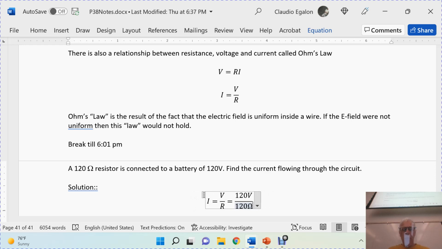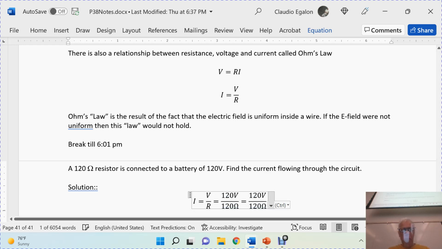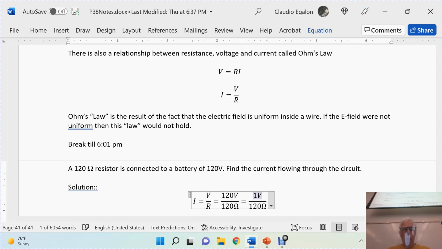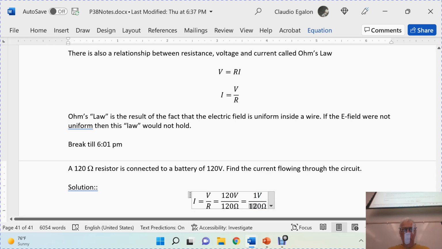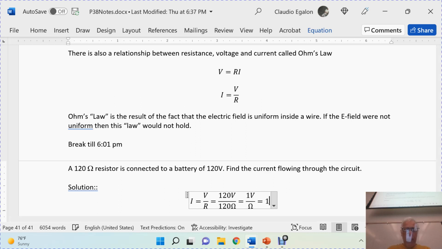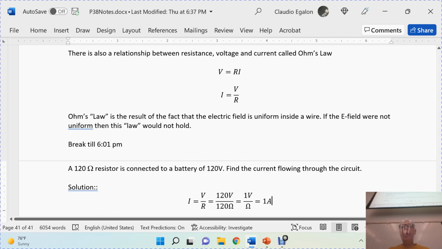Okay. What we end up having here is a very high current. 1 volt per ohm is the unit of amperes. So instead of 1 volt per ohm, you write 1 ampere. Again, this current is very high, very dangerous, 1 amp. It can kill you.